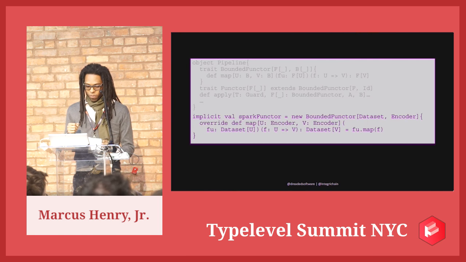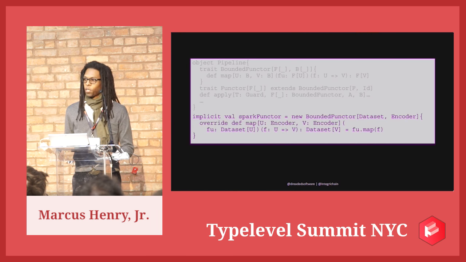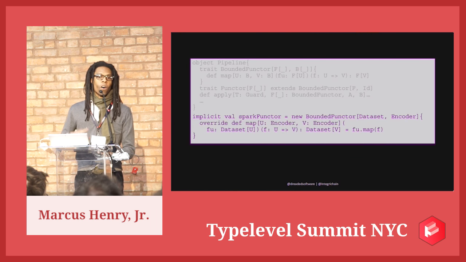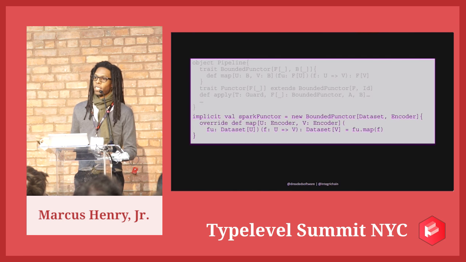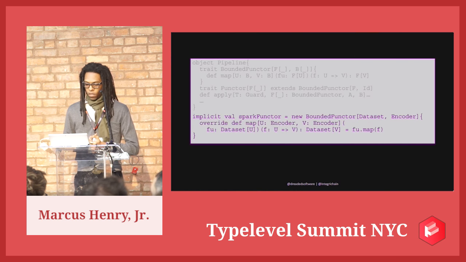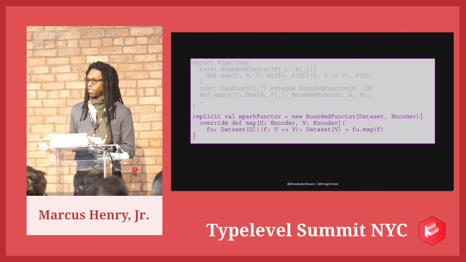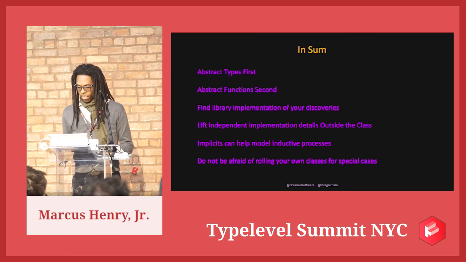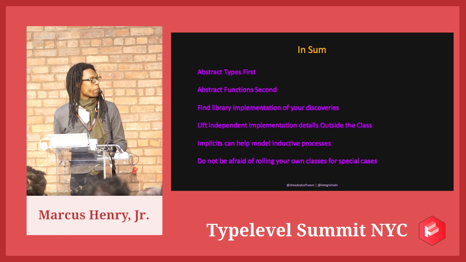So once we do that, we can define our Spark functor this way. And then all other functors that we had before still work using this. You don't have to change any of your previous code, right? So we got it working with Spark, right? And so yeah, that's about it.